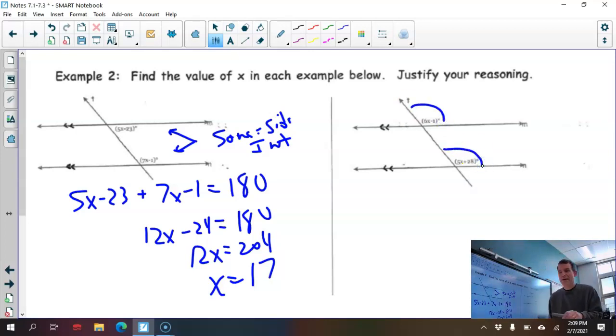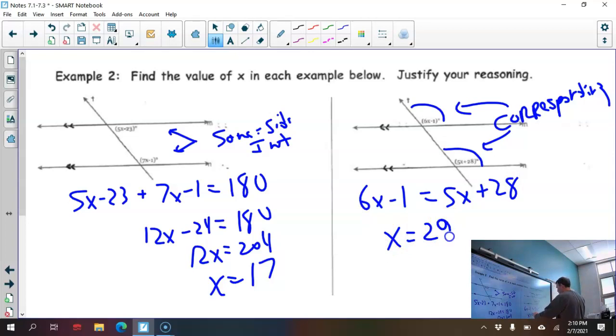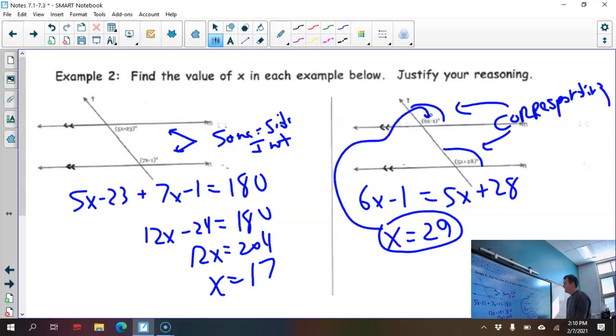All right, over here, these two angles, what type are they? They're the most confusing. Do you remember? They are corresponding angles. And on the front, we learned that when you have corresponding angles between parallel lines, they are equal to each other. So I could solve for x by setting those amounts equal to each other. Well, that's an easy one. Subtract 5x, add 1, x equals 29. By the way, then I could put that in for x and figure out exactly how big that angle is.